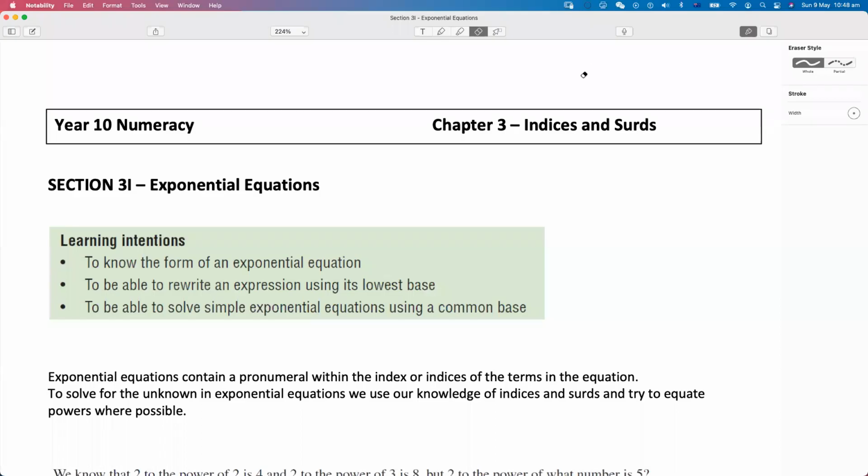Hi guys, today we'll be looking at section 3I, exponential equations. So take a look at the learning intentions: to know the form of an exponential equation, to be able to rewrite an expression using its lowest base, and to be able to solve simple exponential equations using a common base.